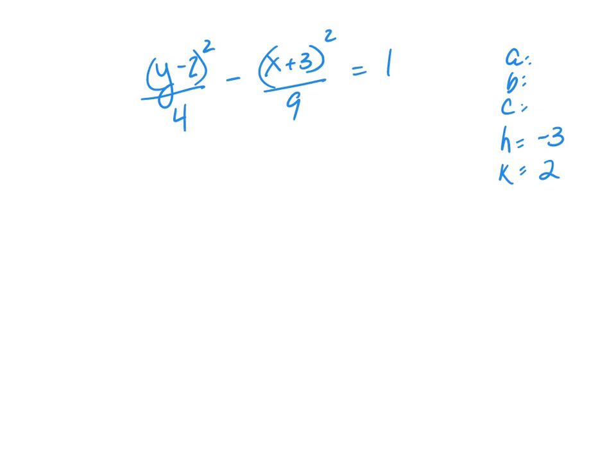What about A, B, or C? Look at your formula sheets and tell me what A is. A squared is always the guy under the positive term. So if 4 is A squared, A is 2. And what is B? 3. And now we find C with 2 squared plus 3 squared equals C squared. 4 and 9 is 13, so C is the square root of 13.